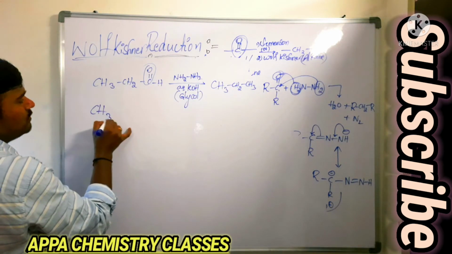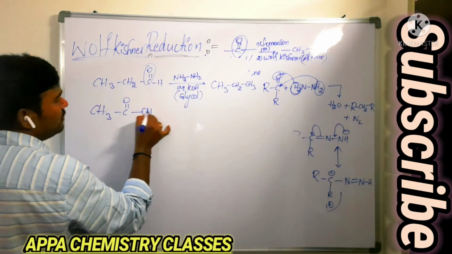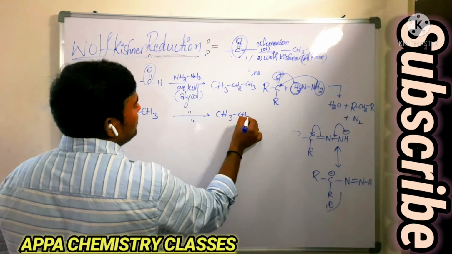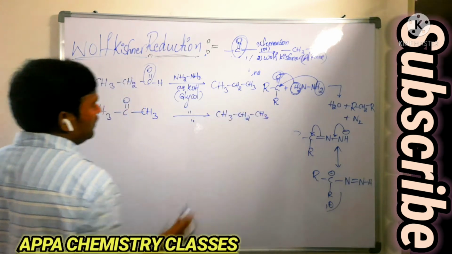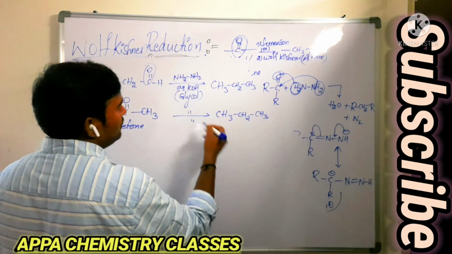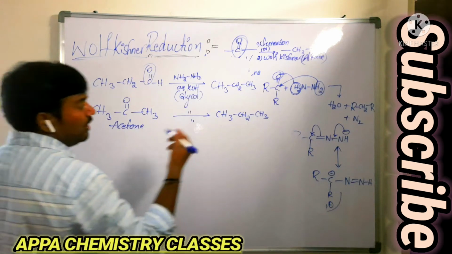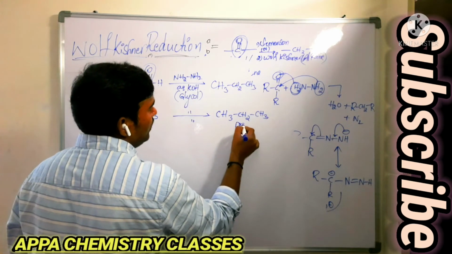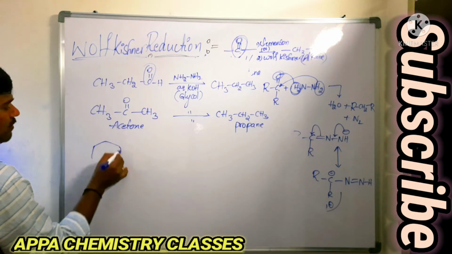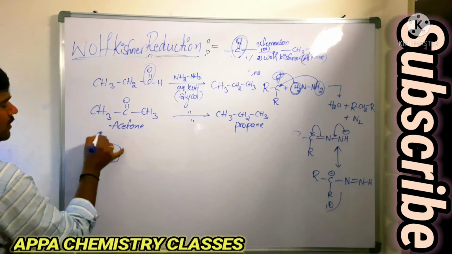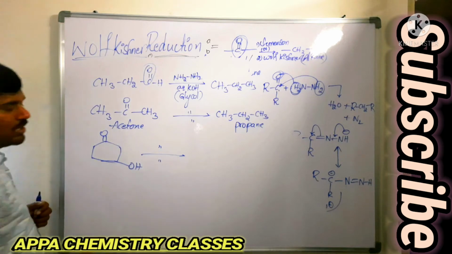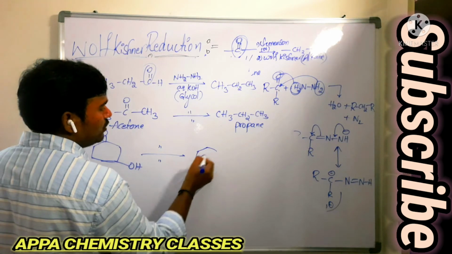Take acetone. When it reacts with the Wolff-Kishner reagent, we get CH3 CH2 CH3, propane. So acetone on reaction with Wolff-Kishner reduction or Clemmensen reduction gives propane, along with water. Take an example like this: a ketone, where an OH is there. Now when it reacts with the Wolff-Kishner reagent, what is the product we are going to get?